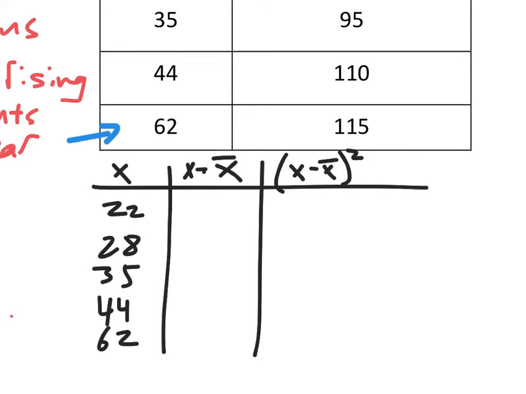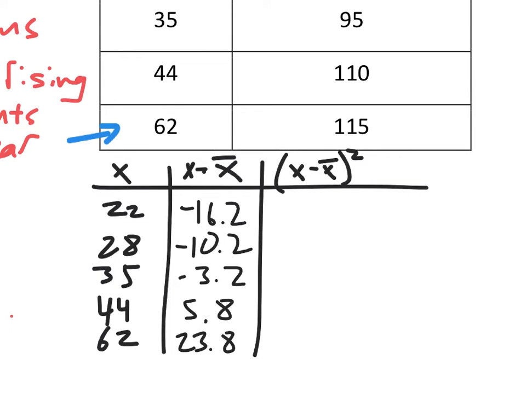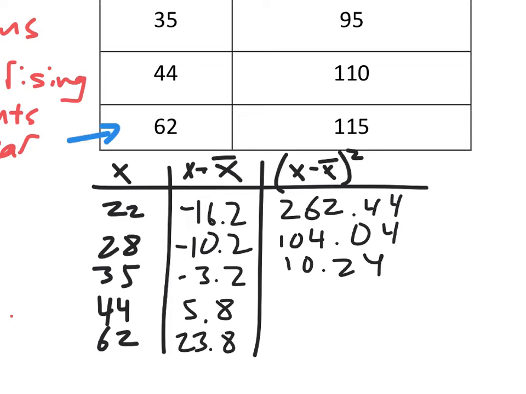And you can use your list for this. We did a little bit of that the other day. And so if you want to use that to help crank out a bunch of this, you can. Or you can do them one by one. Take each number and subtract the mean from it. And we should get 23.8. And then we're going to take each of these numbers and square them. Okay, 262 and 104 and 10.24.